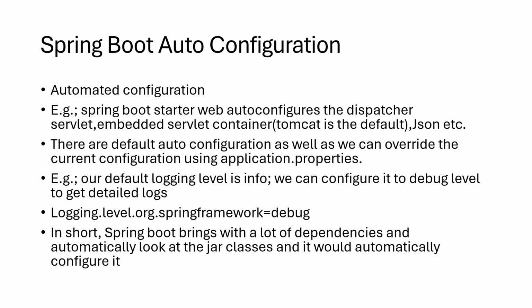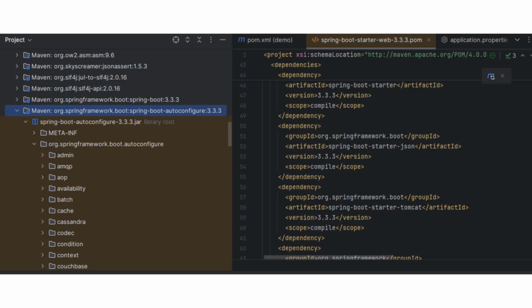In short, Spring Boot brings a lot of dependencies, automatically looks at the jar classes under the external libraries, and automatically configures them. On the left side you can see some external files for auto configuration, and these are some jar files to auto configure. On the right side, from the pom.xml file, you can see that the starter dependencies are linked with multiple other dependencies. So within a single dependency there are many other dependencies linked.